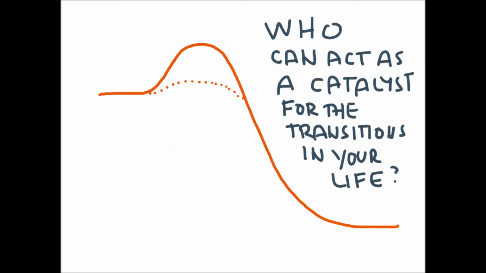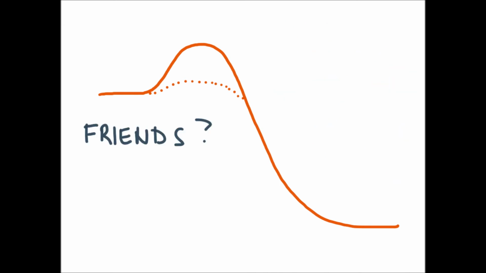The question is, who, it's got to be a person, can act as a catalyst for the transitions in your life? Who can act as a catalyst to make those transitions easier, faster, less painful? Who? Friends? Maybe. Your friends are teenagers, okay? They have their own issues. They have their own transitions and difficulties.